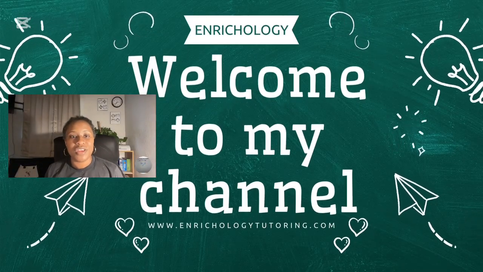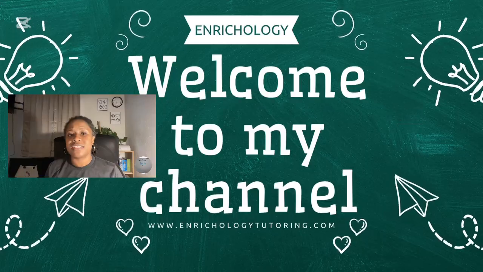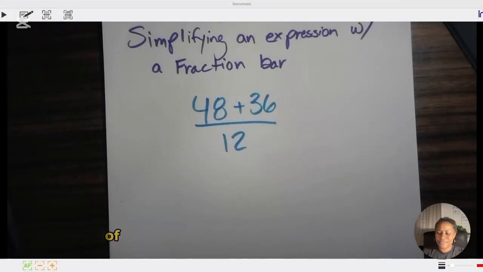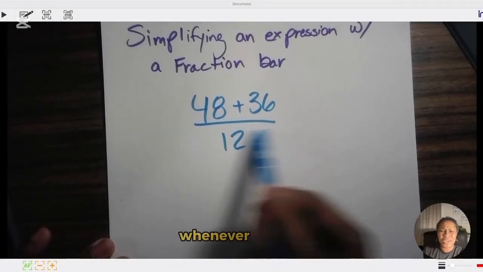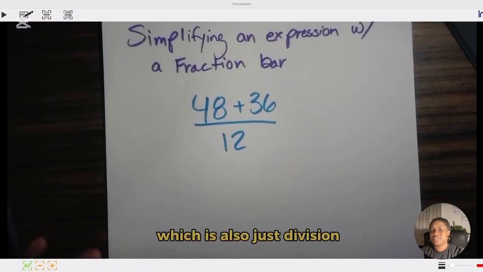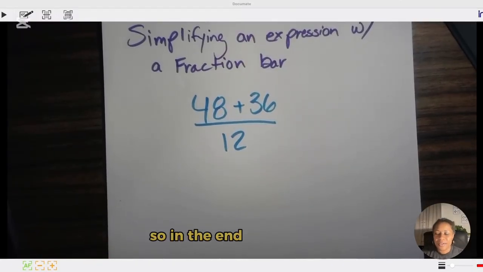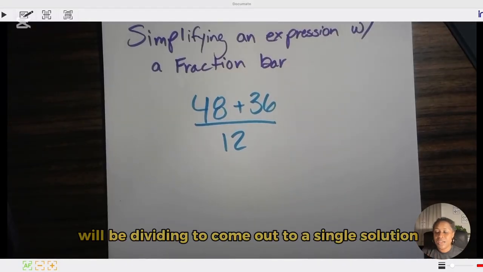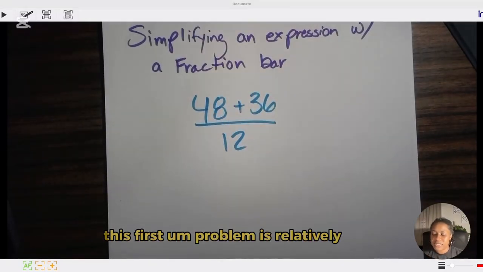I'm making a quick video going over how to simplify an expression. A fraction bar, of course, is this little bar in the middle. Whenever we see it, we know that we're dealing with a fraction, which is also just division. So in the end, some of these we indeed will be dividing to come out to a single solution. This first problem is relatively simple.